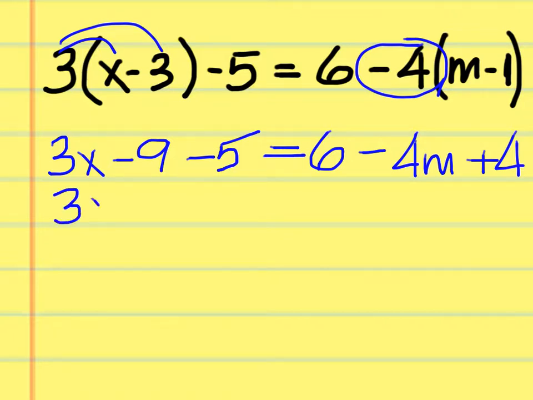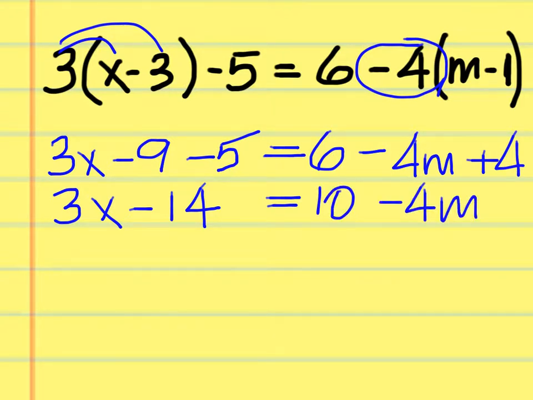You have 3x on the left, but you have minus 9 minus 5. That's minus 14. And on the right, you have a 6 plus 4. That's going to be 10 minus 4m.